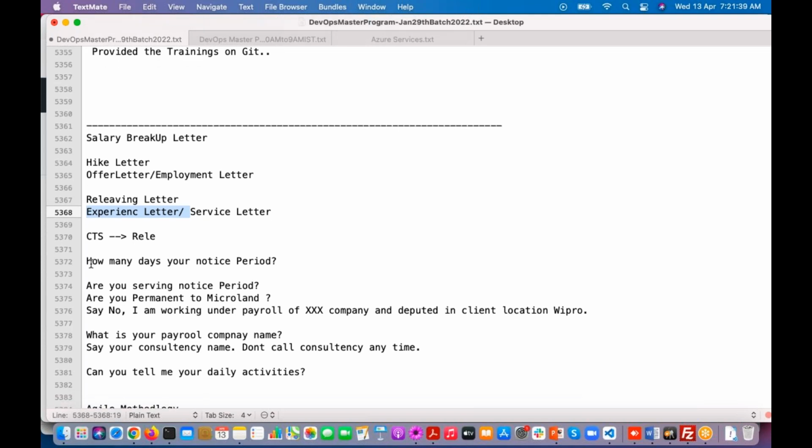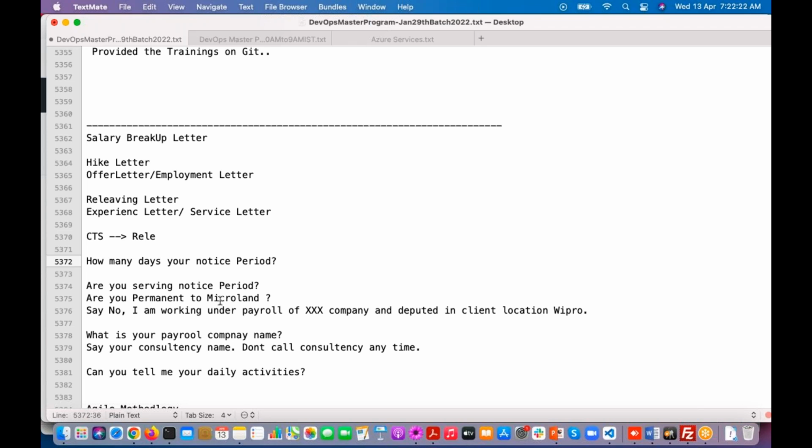Clear. So how many days is your notice period? Usually many companies have 90 days, right? If you say 90 days, no one is going to schedule the interview for you. So what you can say is, in my company usually the notice period is 90 days, but I have already resigned. Currently I'm serving the notice period.